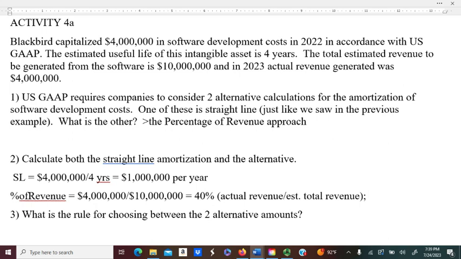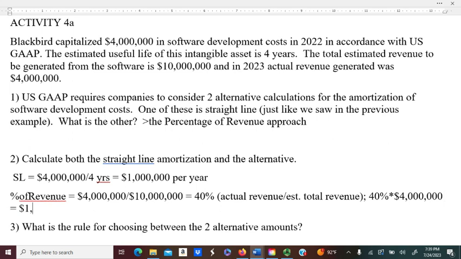But 40% isn't a number I can put in a journal entry. So I need to take that 40% and multiply it by my 4 million. And that gives me 1.6 million for 2023.